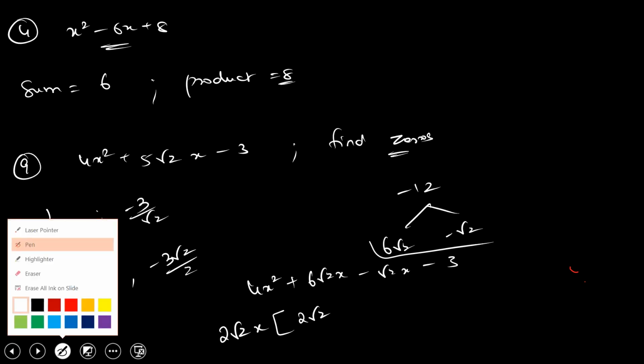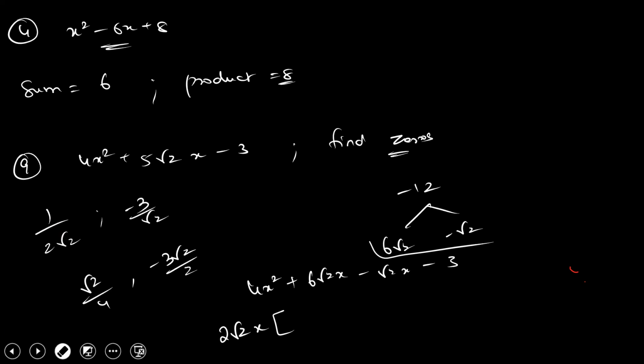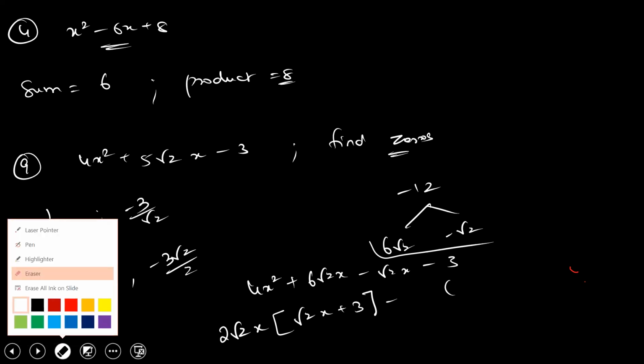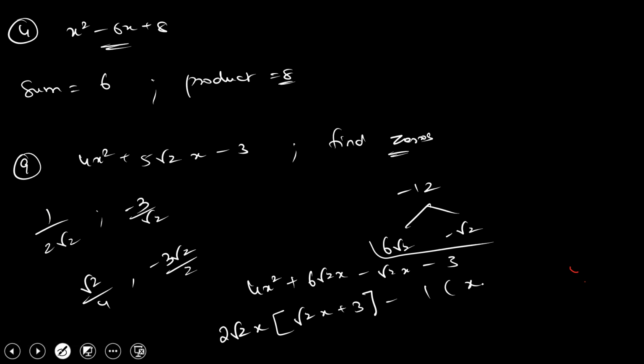No, sir, not 2 root 2, just root 2x plus 3. Yeah, root 2x plus 3. Then minus 1 into root 2x plus 3. Correct.